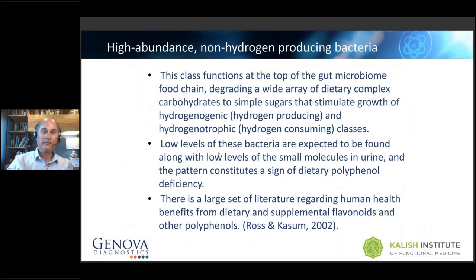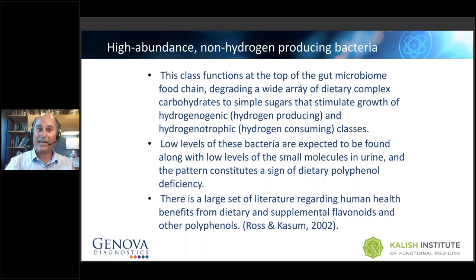So now, there's broad categories that you just want to have in the back of your mind. You don't have to memorize this, but you should know that this is what's happening. There's high abundance, non-hydrogen producing bacteria. That means there's a lot of them, high abundance. Non-hydrogen means they don't make hydrogen.